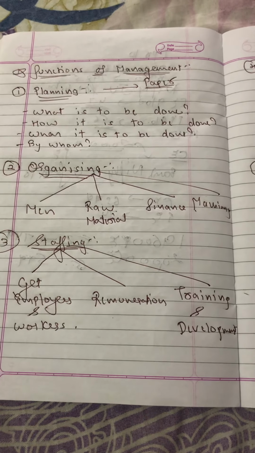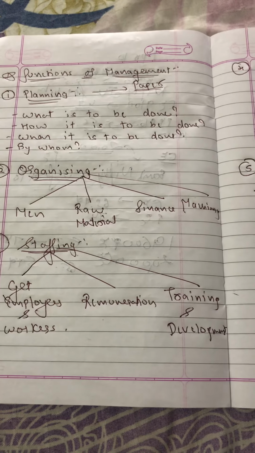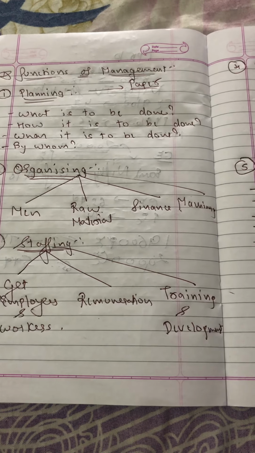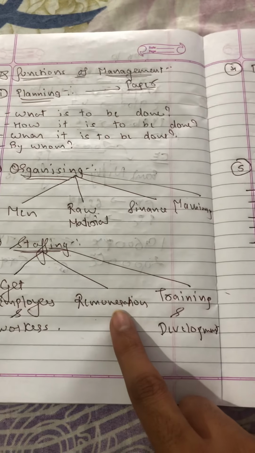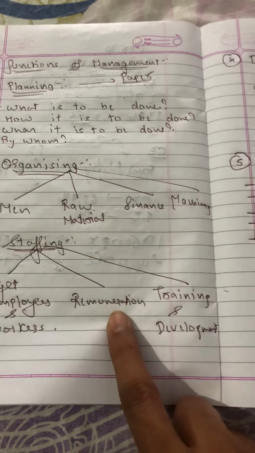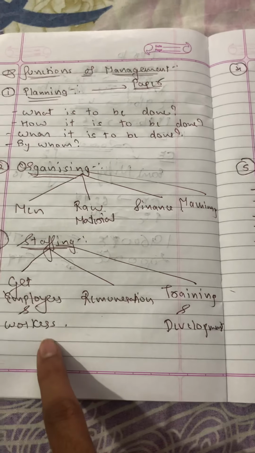The next one is remuneration. What do you understand by the term remuneration? Remuneration is simple: giving salary. Remuneration means giving salary to the employees and workers.